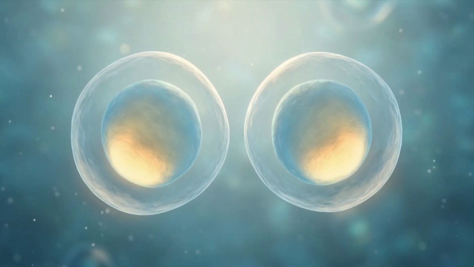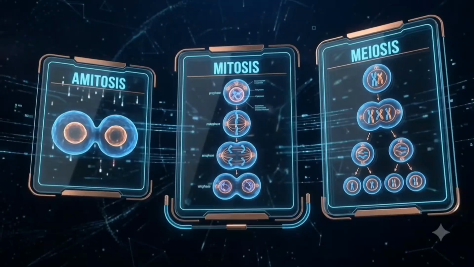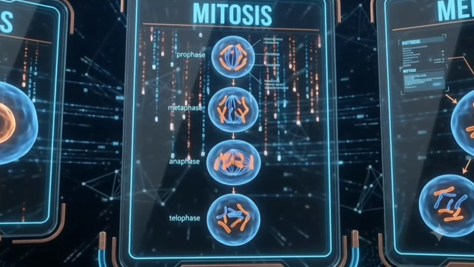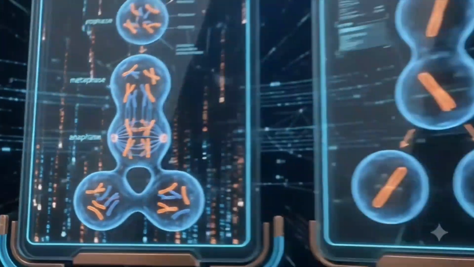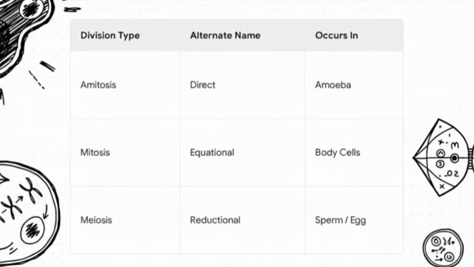Now, because cells don't all have the exact same job, they don't all divide the same way. Check this out. We've got three fundamental pathways. A simple single-celled organism uses a fast track called amitosis. Our everyday body cells use a highly structured process called mitosis. And our reproductive cells use an incredibly specialized math trick called meiosis. Let's hit that fast track first.